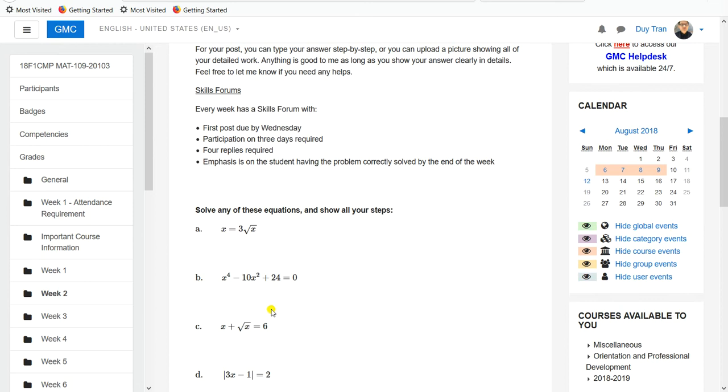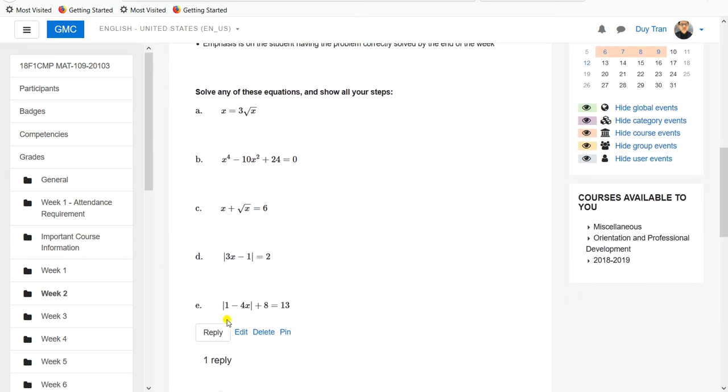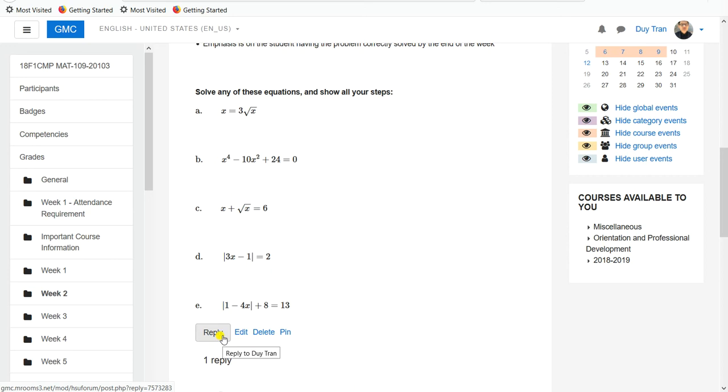Okay, so again, pick one problem from the list here and then solve it, showing the detail of your work. You can post the answer by just typing the equation directly in the reply here, or you can attach a picture of your detailed solutions.